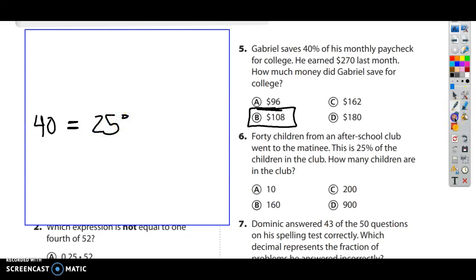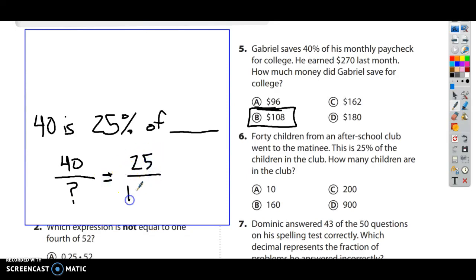25%. I should write is, not equals. 40 kids is 25% of, I don't know. 40 is the is word. The total number of the kids in the club is we don't know, and that is equal to 25%. 25% is the same as 25 hundredths.